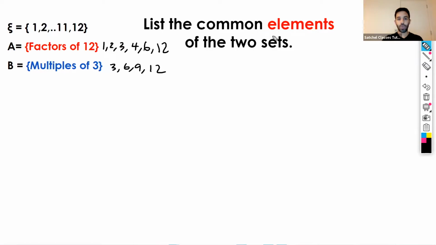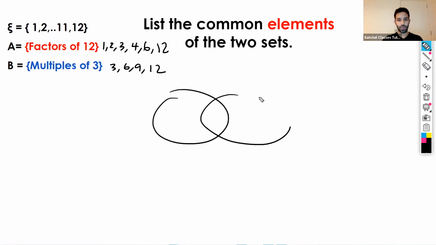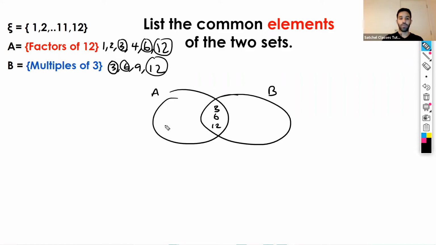So, a list of common elements. The common elements are the numbers that are common in both set A and set B. I'm not going to draw a full diagram, I'm just going to write out the common elements. So 3 is a common element, so that goes in the middle. 6 is a common element, and 12 is also a common element. So the list of common elements is just going to be 3, 6, and 12. And then you can fill out the rest of the Venn diagram.